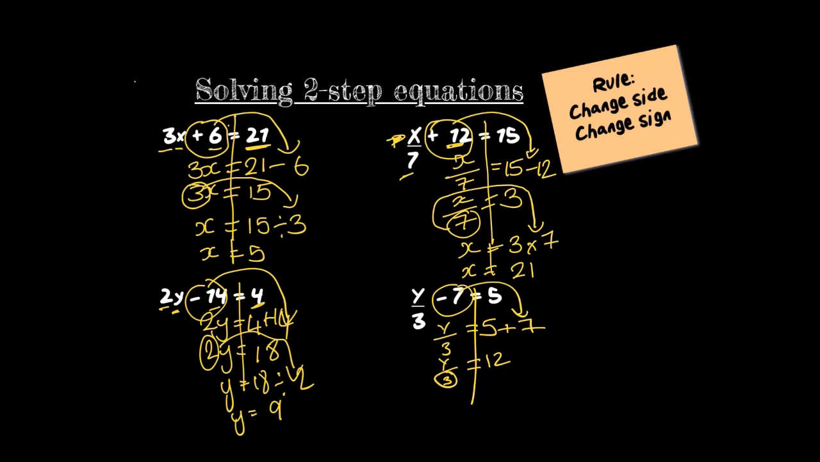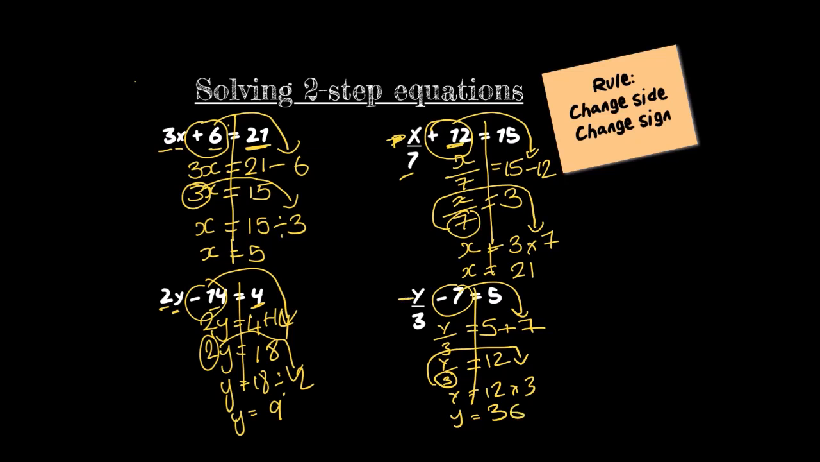We bring this 3 over. Remember in the last example up above, that over 7 was divide, over 3 is also divide. So we're going to bring that over 3, the divide by 3, over and multiply. y is equal to 12 and multiply by 3. So y is equal to 12 times 3 is 36.